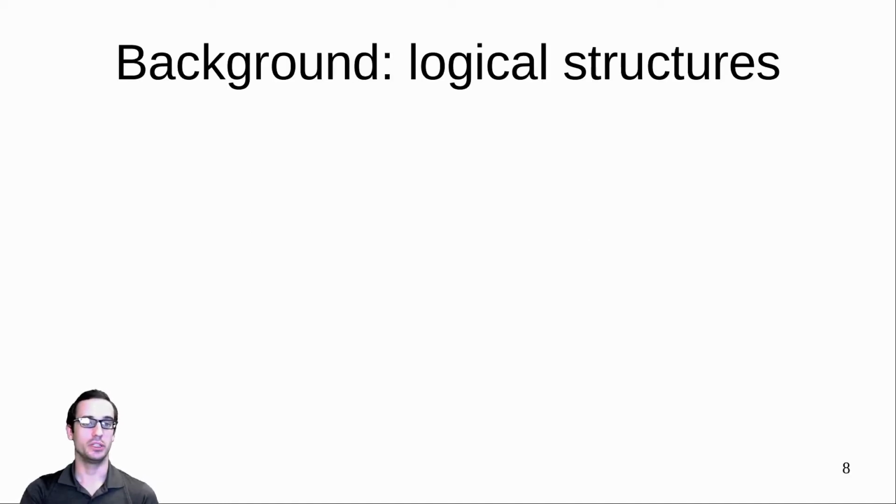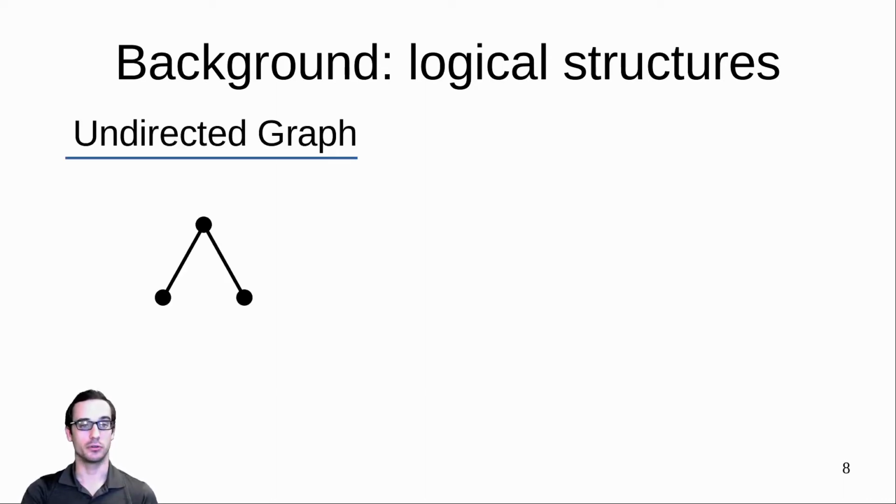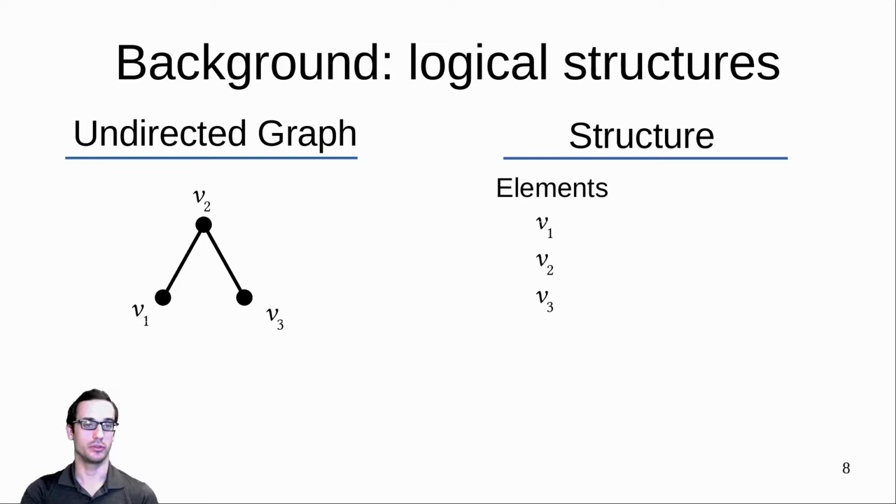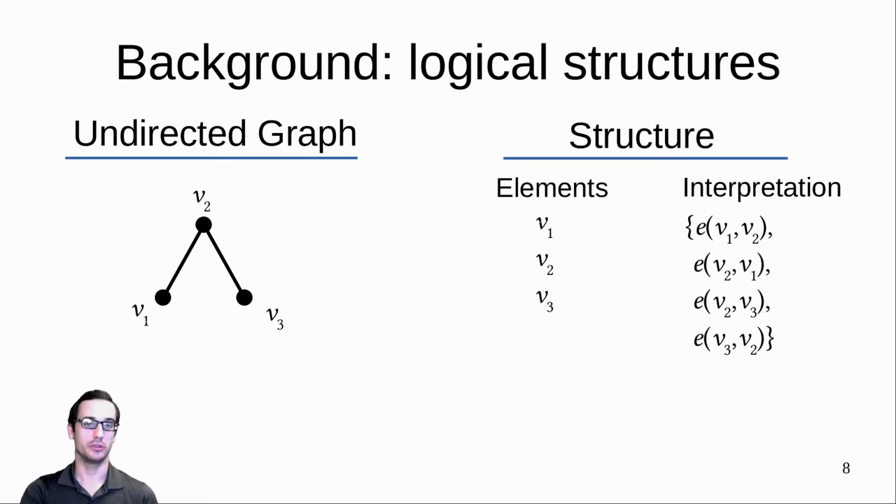For us, this will be logical structures, which are a way of formally representing objects. For example, if we have an undirected graph, we can represent this in structure form by defining the elements to be the vertices of the graph, and then an interpretation for an edge relation E, which models the edges of the graph. In general, a structure can also have interpretations for constants and function symbols as well.